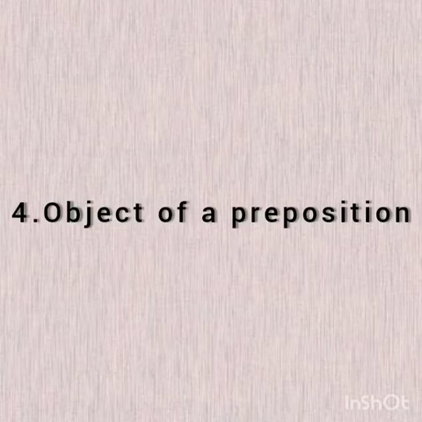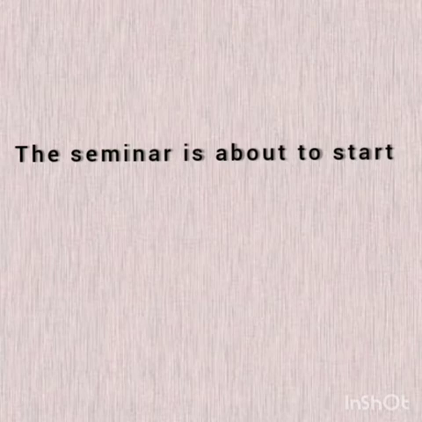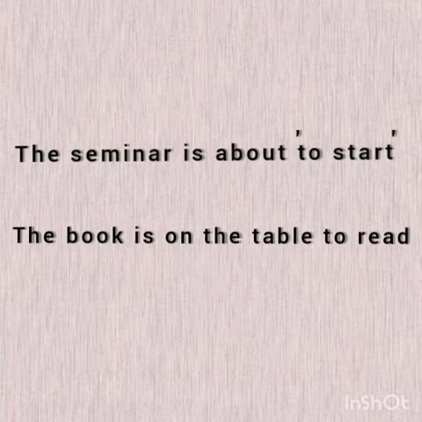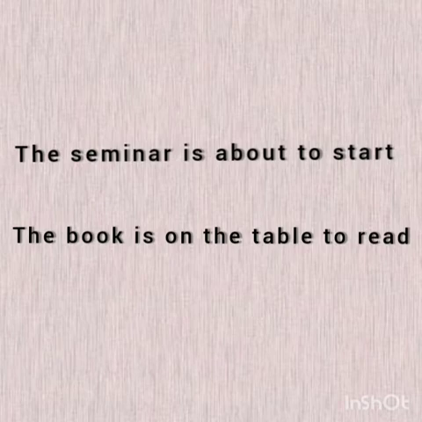Now, the next use is that an infinitive can also be the object of a preposition. The seminar is about to start. The book is on the table to read. In these two sentences, to start and to read are used as the object of a preposition, about and on respectively.